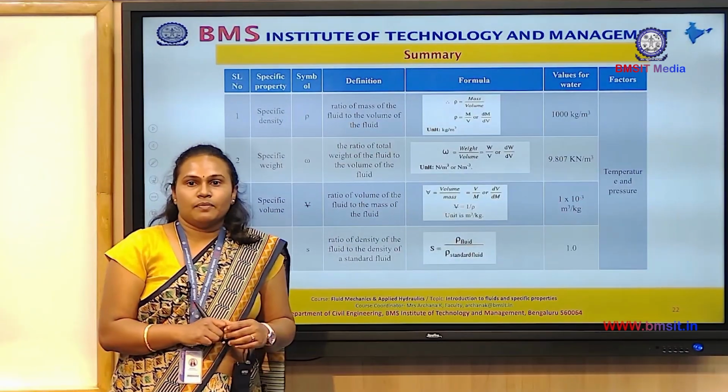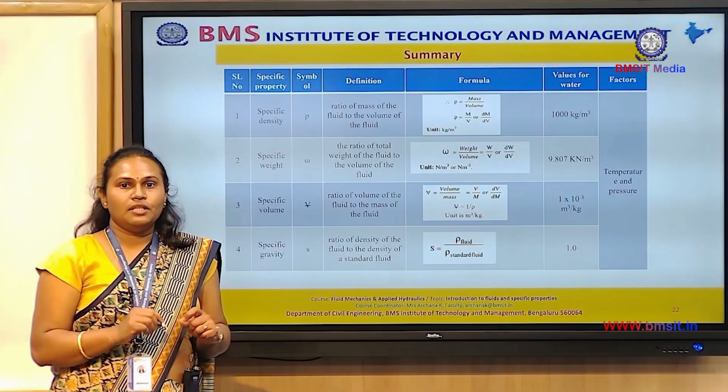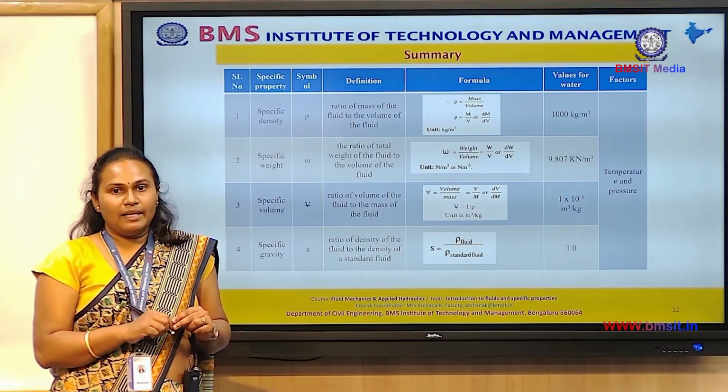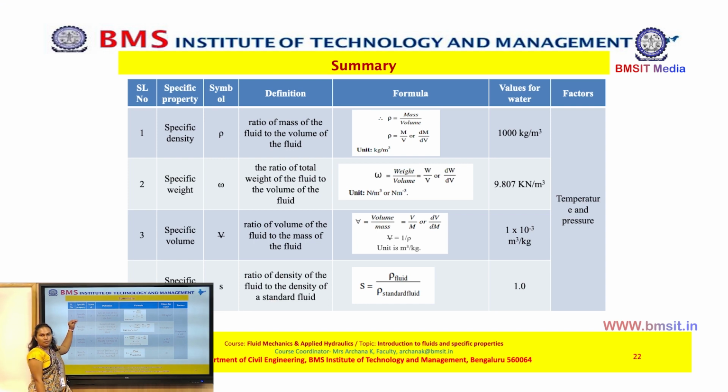To summarize the specific properties, I have tabulated all the definition, the references and the formulae. Let us learn and recall again. The first specific property is specific density. The symbol is rho, and it is defined as the ratio of mass of the fluid to the volume of the fluid. That is, rho will be equal to mass by volume. The unit is kg per meter cube, and the typical value for water is 1000 kg per meter cube.